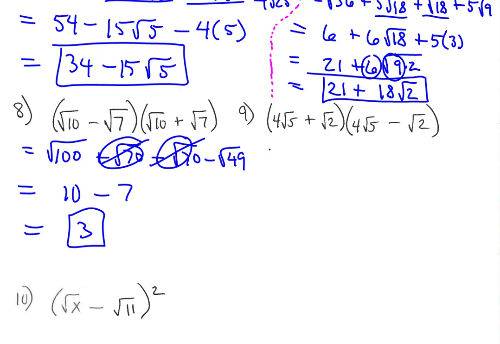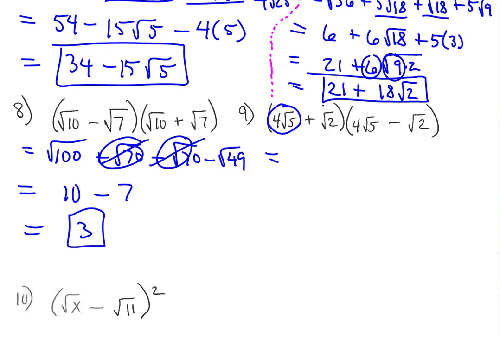Our next example begins with a set of parentheses containing 4 square root of 5 plus square root of 2, and then that's multiplied by another set containing 4 square root of 5 minus square root of 2. We'll go through the same foiling process for these, first times first. Okay, let's be careful here.